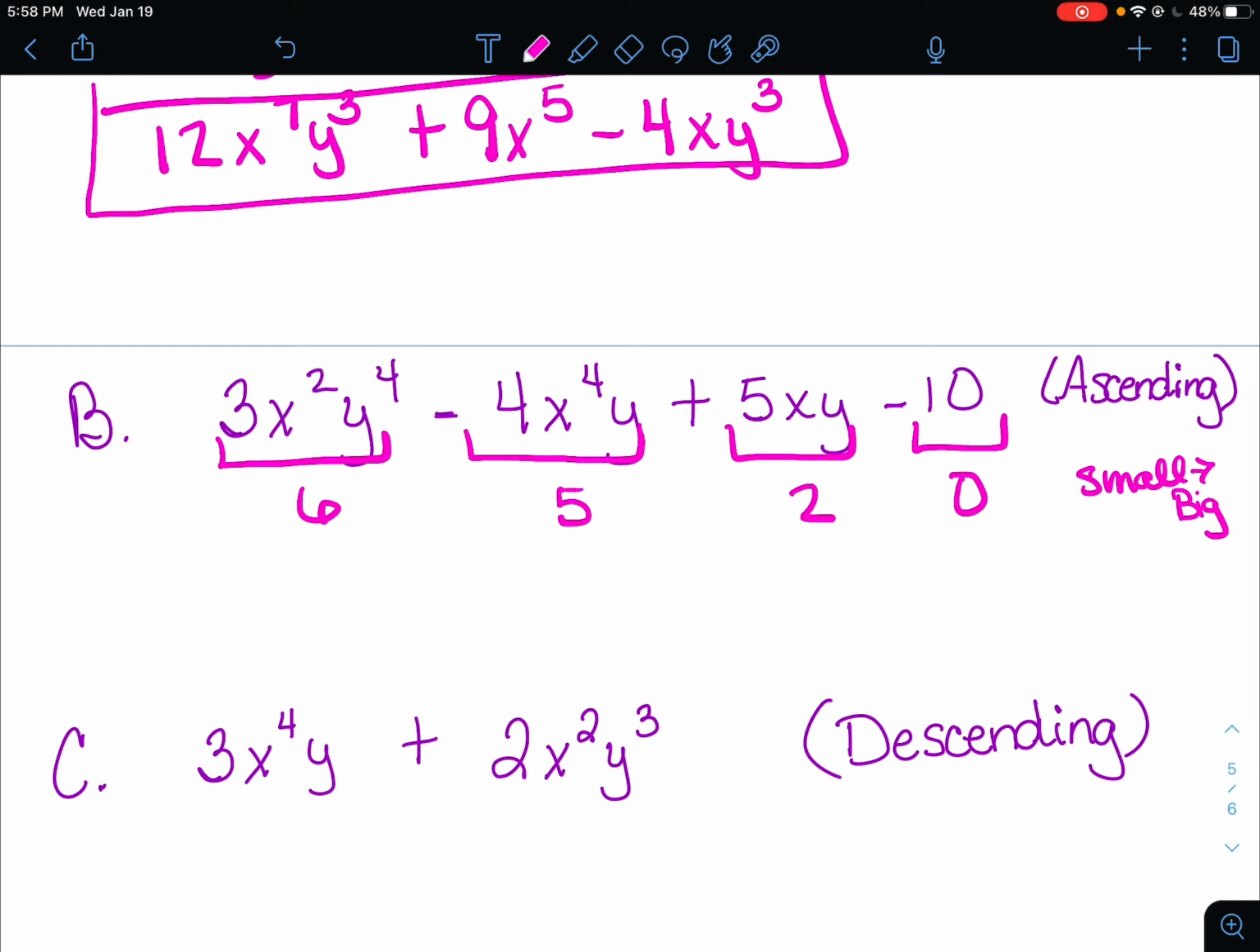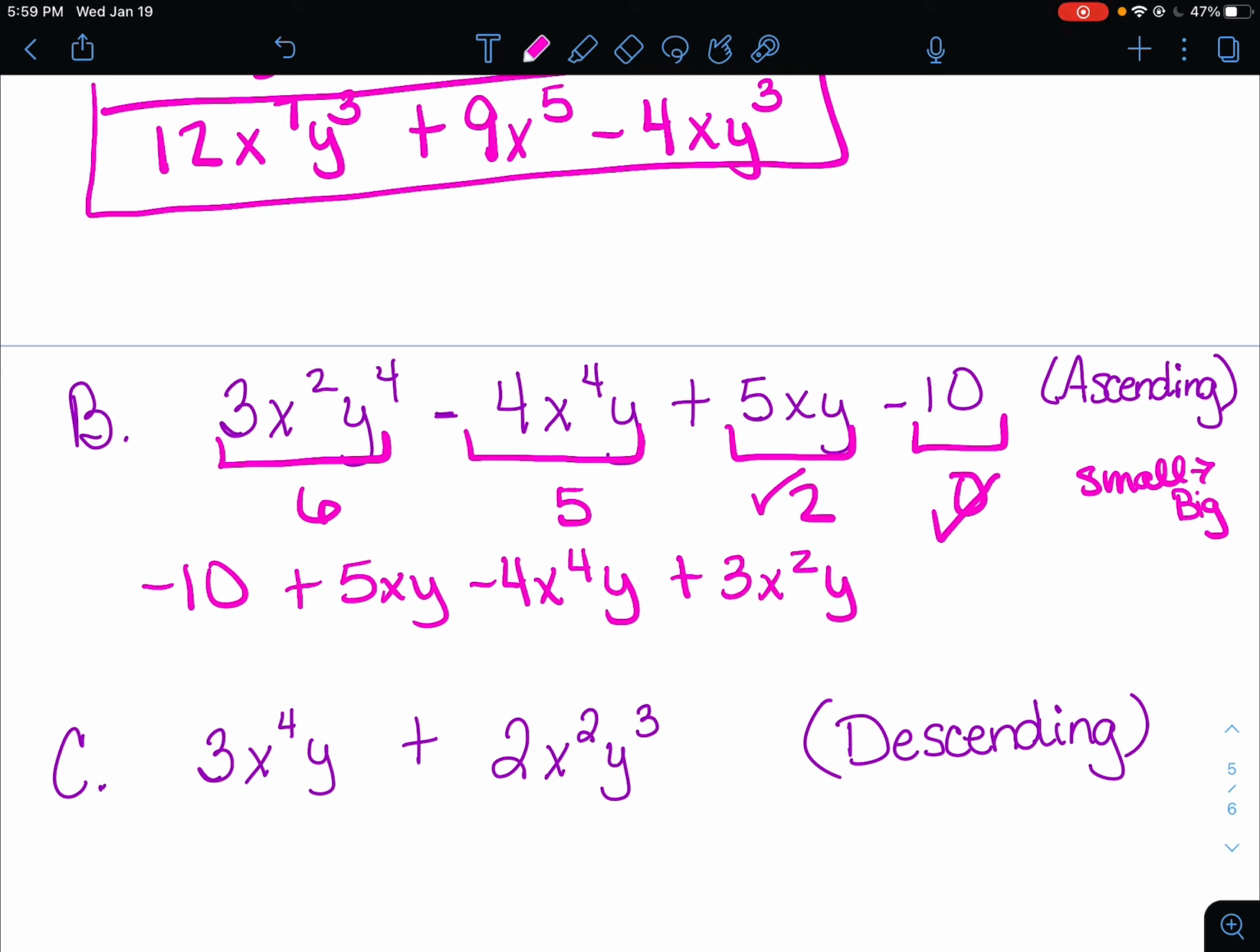All right, B was ascending, so we're ascending into the air, so we're getting small to big. Think about the plane taking off. It's ascending into the trip of the unknown. So we're going to start with small. Our small is the negative 10, so that would go first. The second one is 5xy, because that's at a degree of 2. Then negative 4x to the 4th, y. And then your last piece is positive 3x squared, y to the 4th. This would be in ascending.